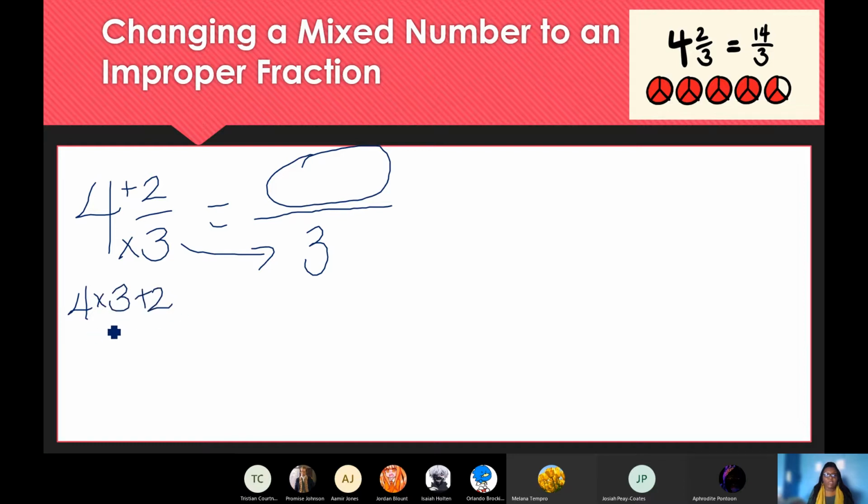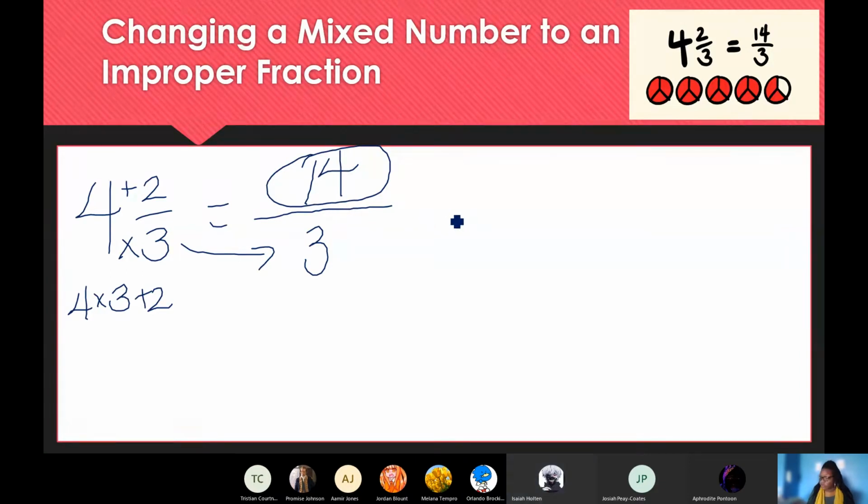Someone turn on their mic. What is 4 times 3? 12. 12, very good. And 12 plus 2? 14. So that's my new improper fraction.